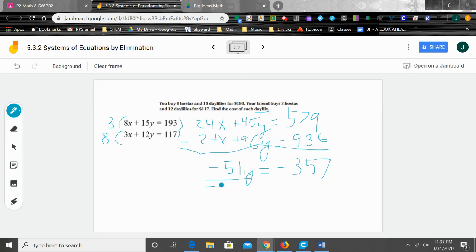Okay. Now listen, whether this is a 3y, an 8y, or negative 51y, we're still doing the same exact thing. You divide by the coefficient. Do it to both sides. Plug it into your calculator. Negative 357 divided by negative 51 is 7. Okay. So since all we had to do was find y, we're done here. So the cost of each daylily is $7.